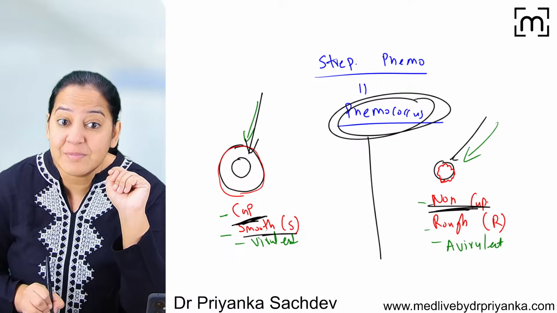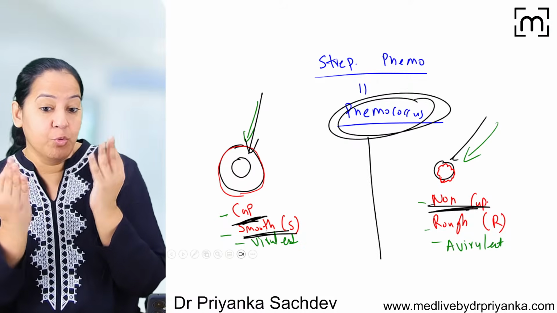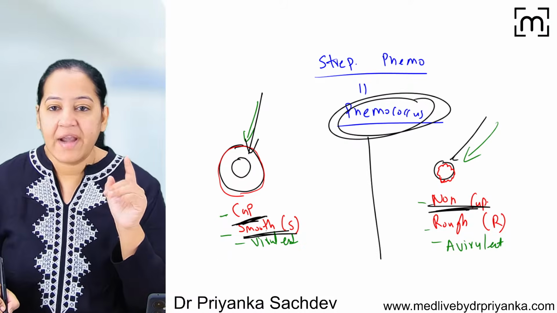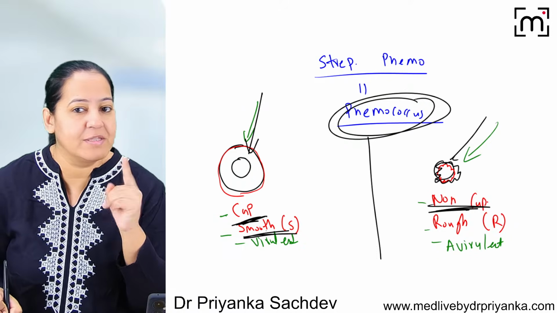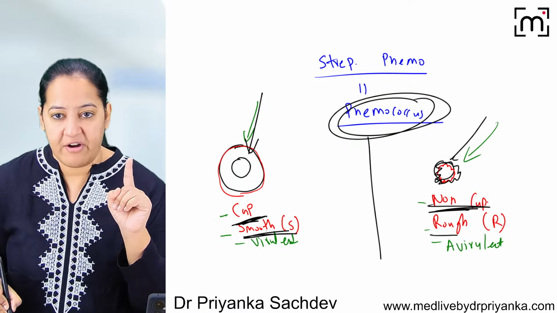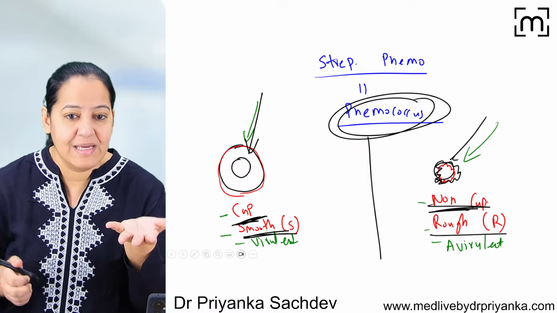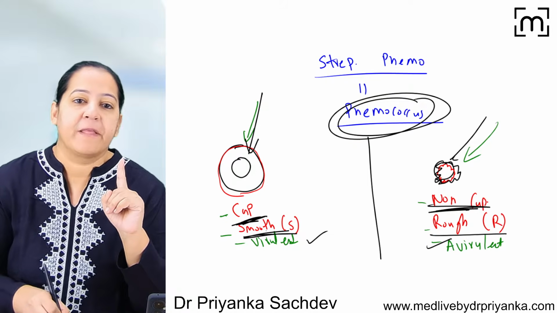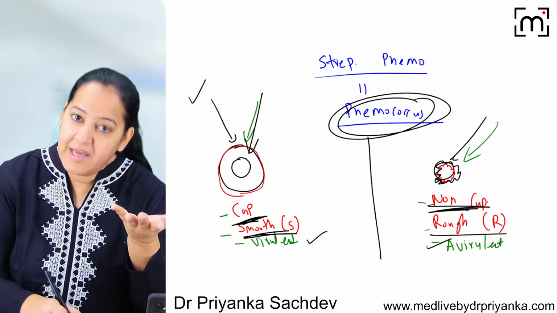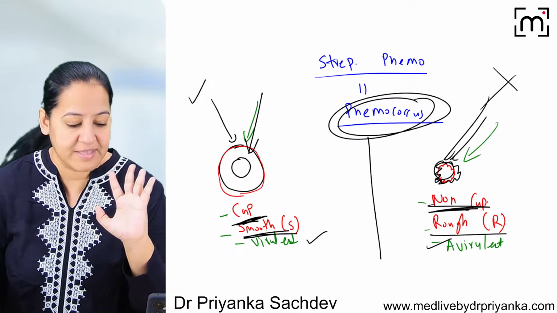The capsulated one is the smooth form because the capsule is giving smoothness. It is S form. And the non-capsulated one is rough. Because they don't have capsule, they are very rough, R form. Capsule is required for virulence, for causing the disease. So these are virulent, these are avirulent. If this enters a human, it causes disease. If this enters a human, it will not cause any disease.